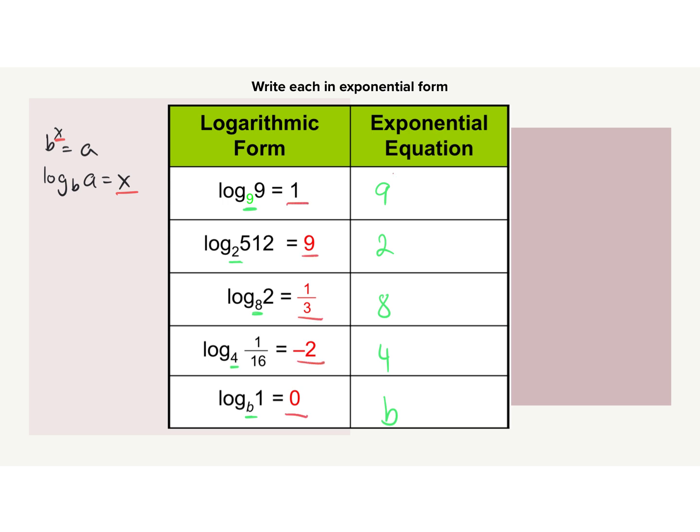So we're going to get 9 to the first power, 2 to the 9th power, a to the 1/3 power, 4 to the negative 2nd power, and b to the 0 power. Now we're just missing the number that we have left over. So we have 9 to the 1st power is equal to 9, 2 to the 9th power is equal to 512, a to the 1/3 power is equal to 2, 4 to the negative 2nd power is equal to 1 over 16, and b to the 0 power is equal to 1.